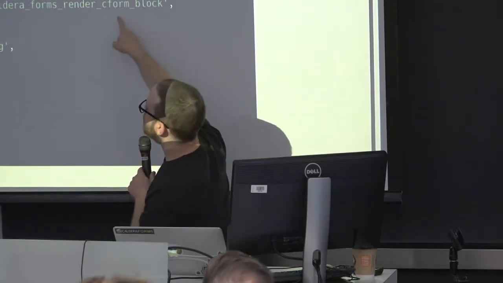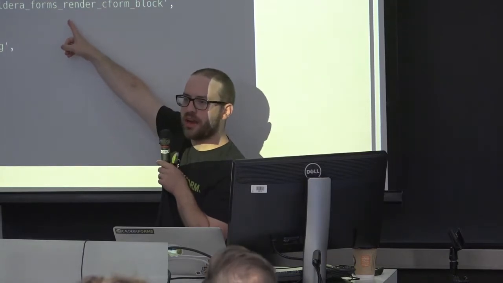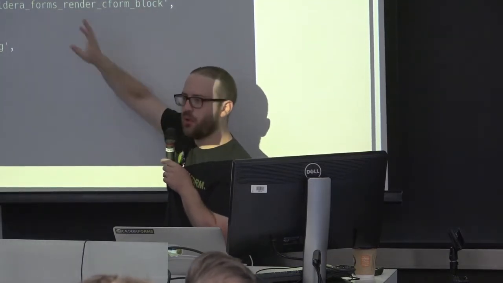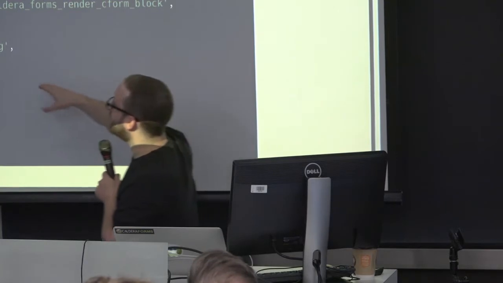And then I registered the name of a function that'll get called when this is rendered. We'll get to that in the next slide. And then I say it has attributes. We kind of touched on that, and again, I apologize. We're good.